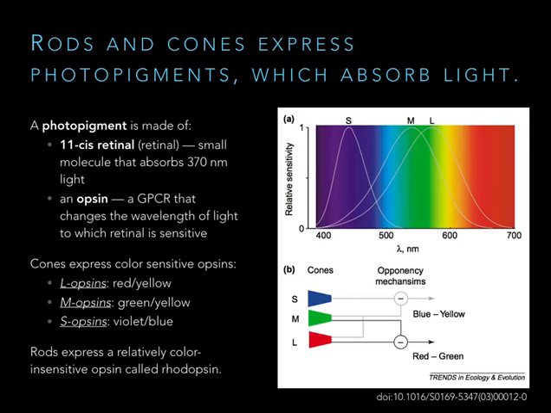Retinol is the molecule that actually absorbs light, and there are different versions of retinol that will absorb different frequencies of light, because the retinol is combined with opsin, and when it does that, it changes the wavelength at which the retinol will absorb, depending on the opsin protein. The opsin itself is a G protein coupled receptor, so it's a metabotropic receptor, so it's going to cause some sort of intracellular signaling in response to light.